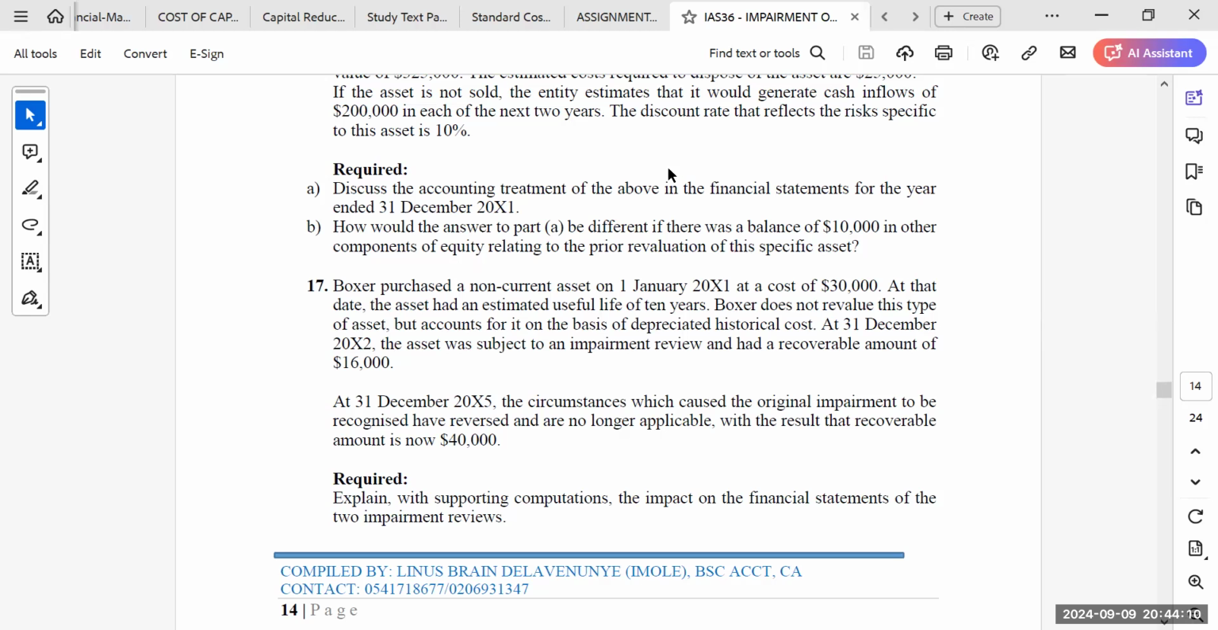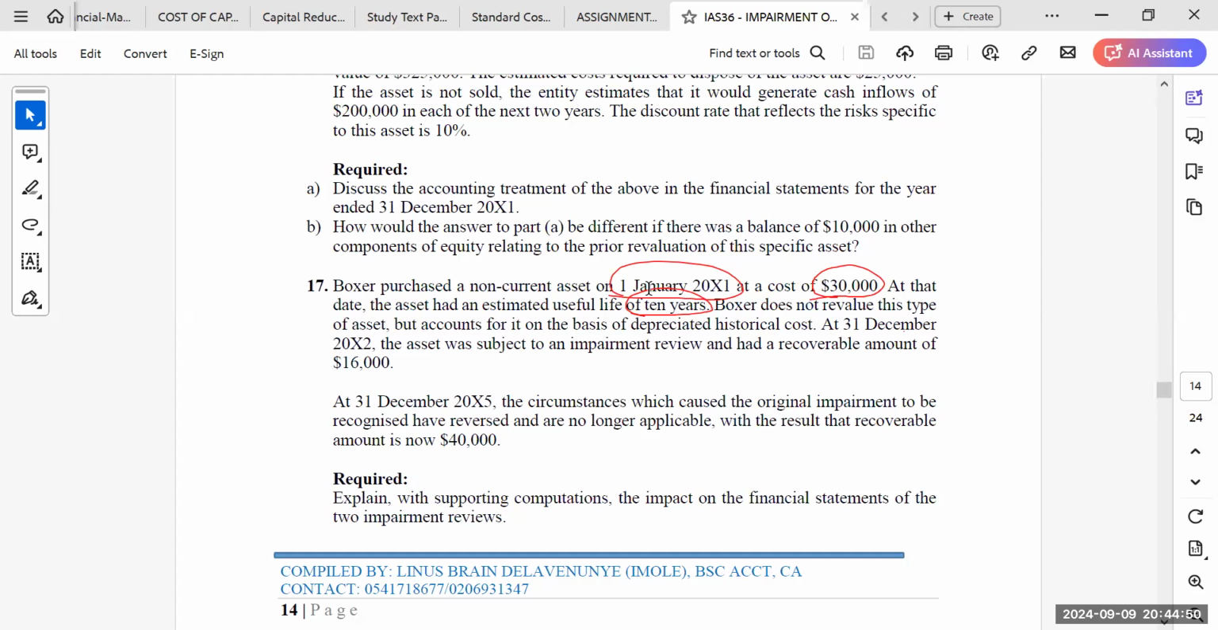All right. So the asset was purchased on what? 1st January 20X1, at a cost of 30,000 with a useful life of 10 years. Okay. Boxer does not revalue. I've said that if it is an asset carried under the revaluation model, impairment is treated in line with how we treat revaluation surplus and loss on assets carried under the revaluation model under IAS 16. Okay, let's come here.